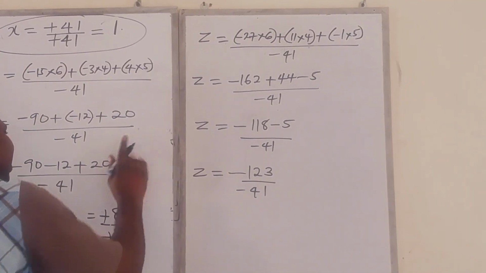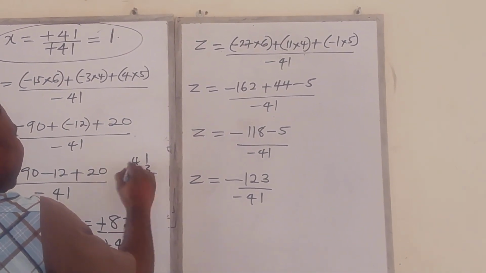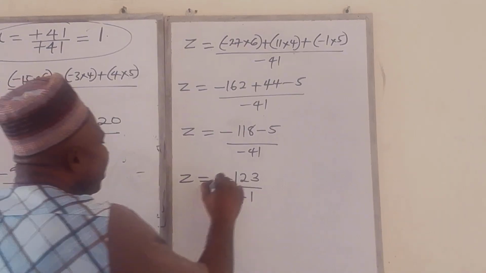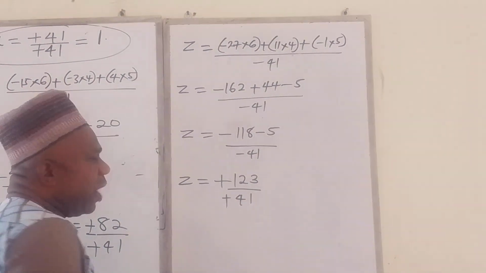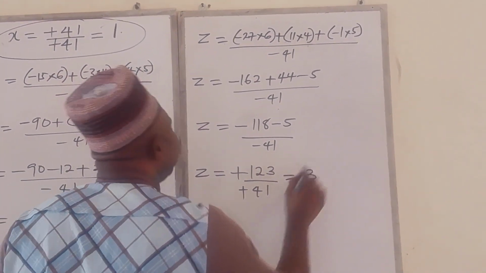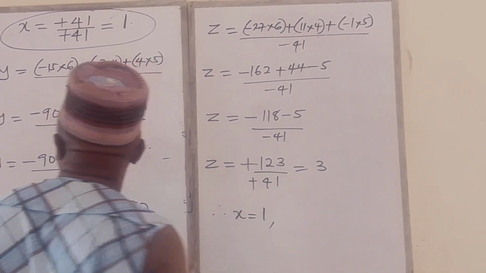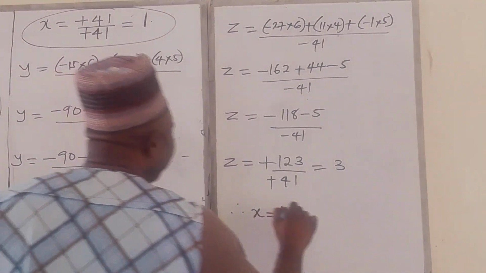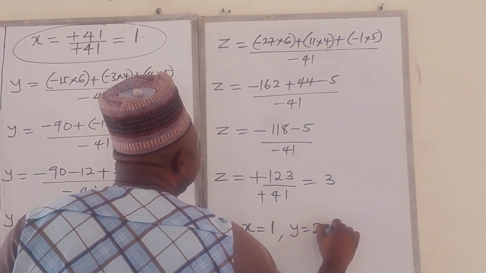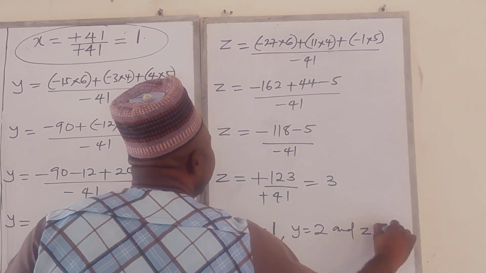Yes. Now let's see, 41 times 3, this is 3, and this is 12. So here, this minus will change to plus. So 123 divided by 41 is equal to 3. So therefore, x is equal to 1. Y is equal to 2, and z is equal to 3.